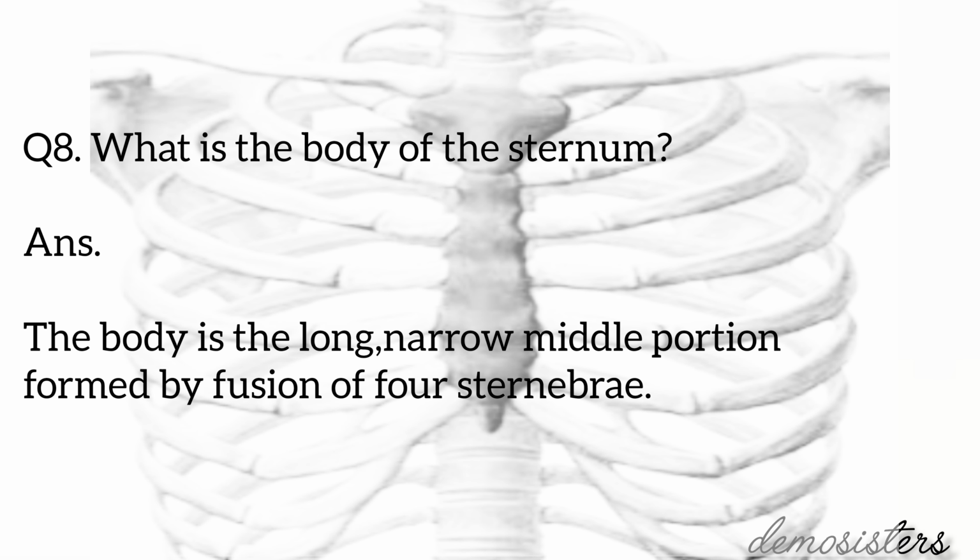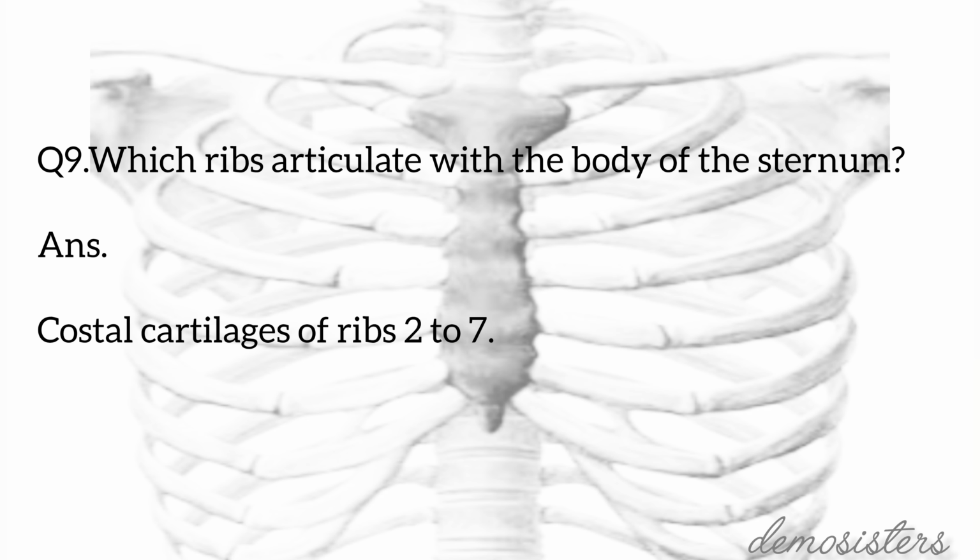What is the body of the sternum? The body is the long, narrow middle portion formed by fusion of four sternebrae. Which ribs articulate with the body of the sternum? Costal cartilages of ribs 2 to 7.